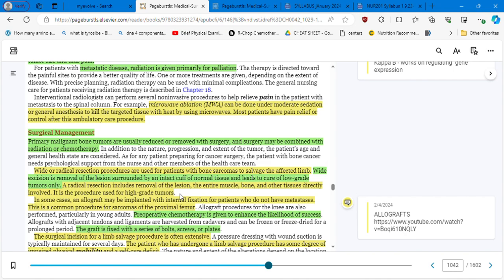And this type of surgery, this radical resection, in which they remove the lesion and the entire muscle, is the one that put me in contact with the surgeon when I was a PCA, when the surgeon came to the ICU to take care of this patient post-surgery.